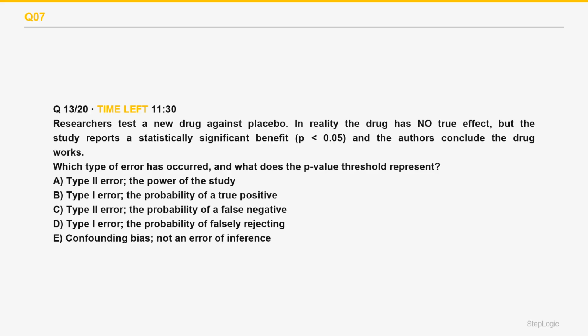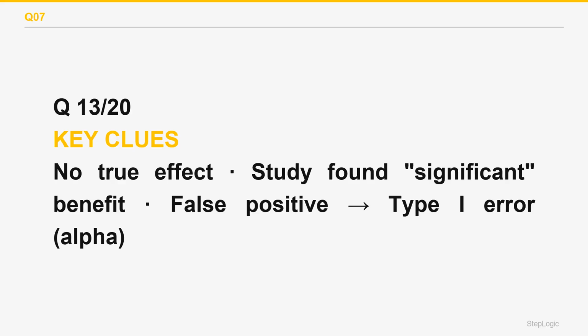The drug truly has no effect, but the study found a significant benefit: a false positive, type 1 error. A type I error is a false positive, rejecting the null hypothesis when it is actually true. Here, the null hypothesis, that the drug has no effect, is true, but the study found a statistically significant result and concluded the drug works. That is a false positive, a type I error.